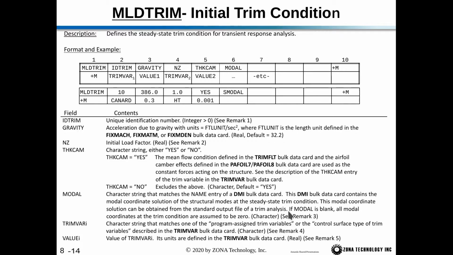So once again, in the trim analysis of ZAERO, when you look in the output, you can see what the value of all of your trim variables are. So for example, your alpha could be 1 degree and your elevator could be 2 degrees. So when you look at the output of your trim, then you'll copy those values into the MLDTRIM input card. So at time 0, you'll start out at a trimmed condition.